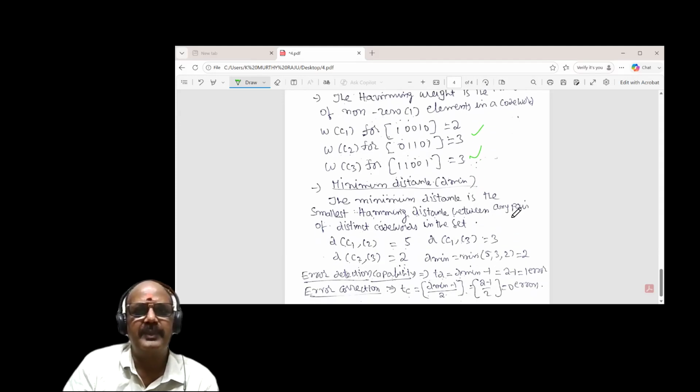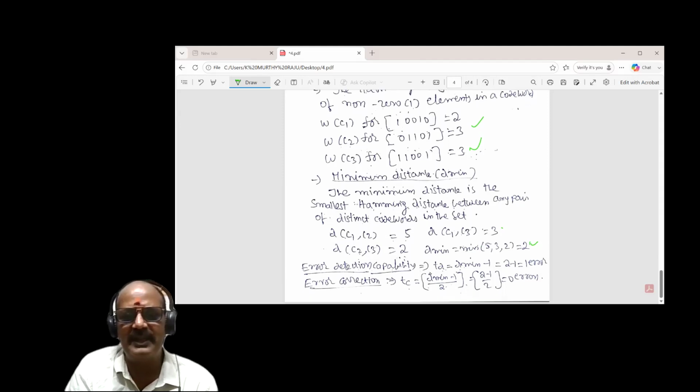Minimum distance. The minimum distance is the smallest Hamming distance between any pair of distinct code words in the set. Already we know that D(C1, C2) is 5, D(C1, C3) is 3, D(C2, C3) is 2. The minimum distance of all the code words: among 5, 3, 2, that is 2.